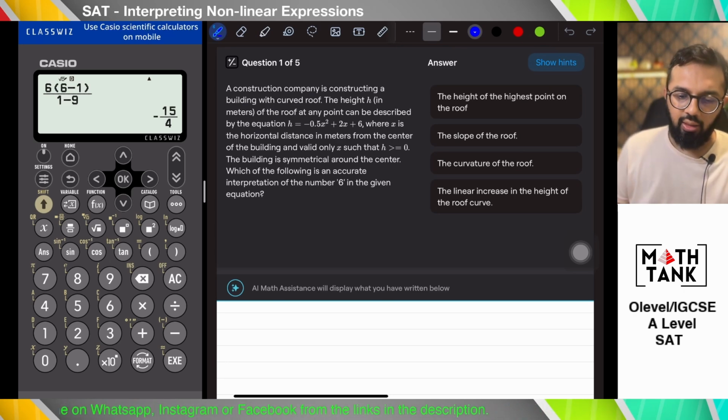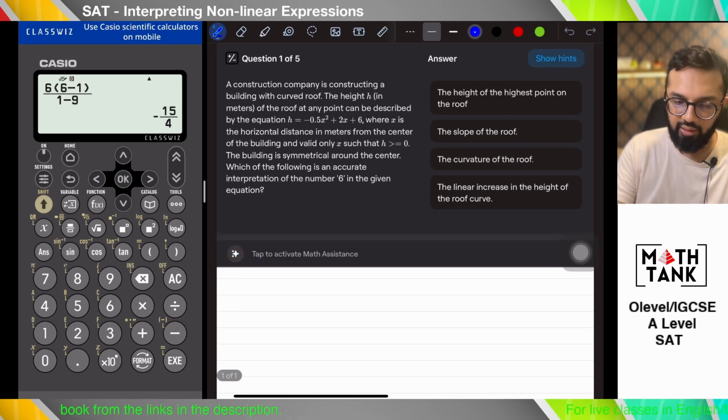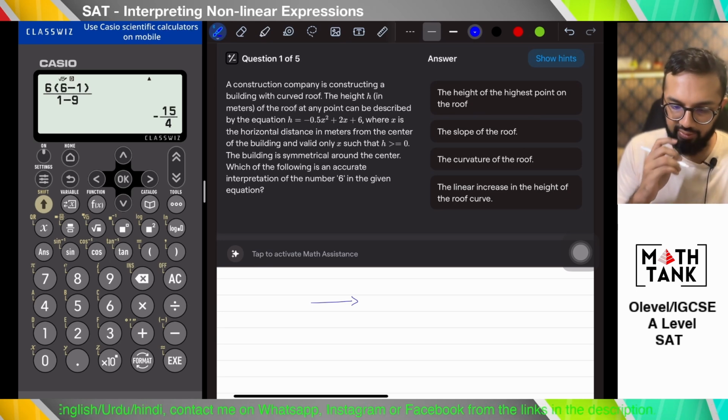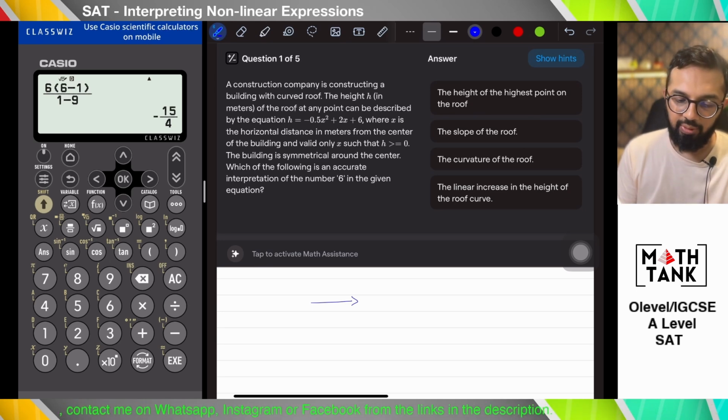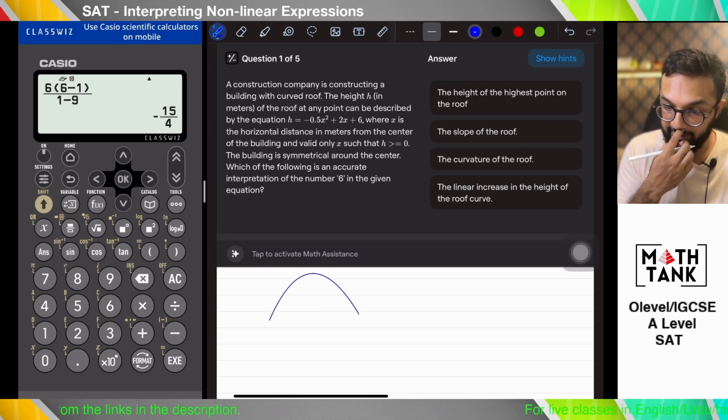Let's do that. Question number one says a construction company is constructing a building with a curved roof. The height h in meters of the roof can be described by the equation this. Okay, so it's a quadratic expression where x is the horizontal distance in meters from the center of the building, and only valid for x such that h is greater than 0. The building is symmetrical about the center. Which of the following is an accurate interpretation of the number 6 given?